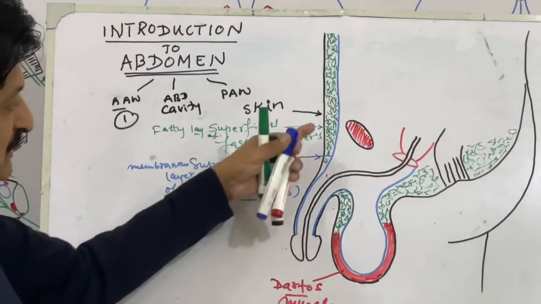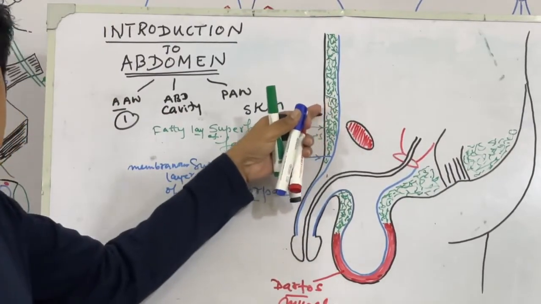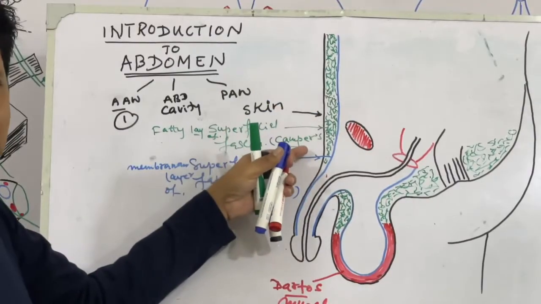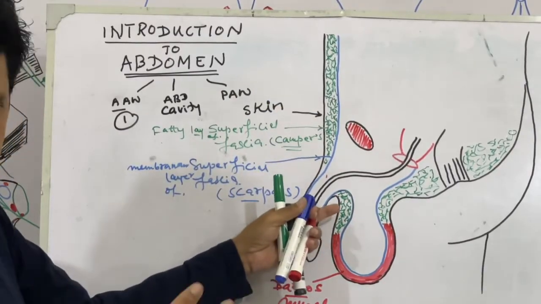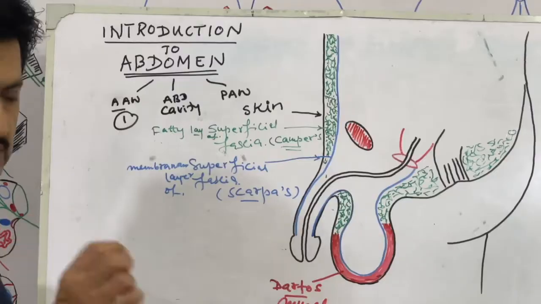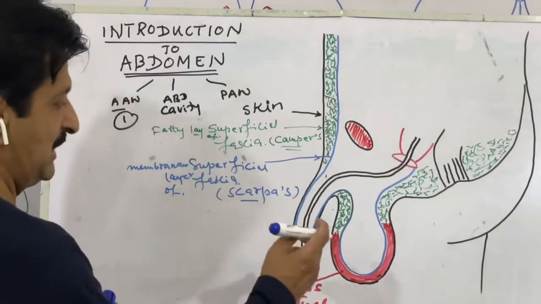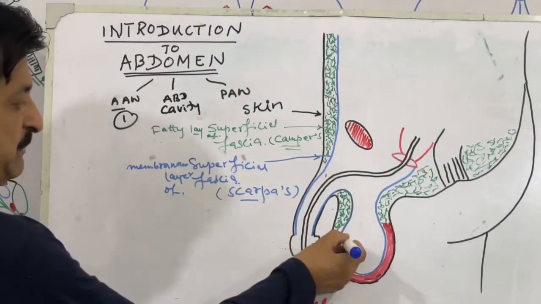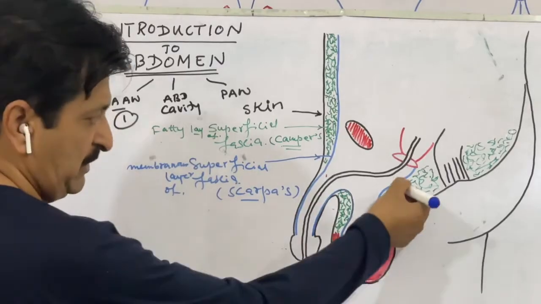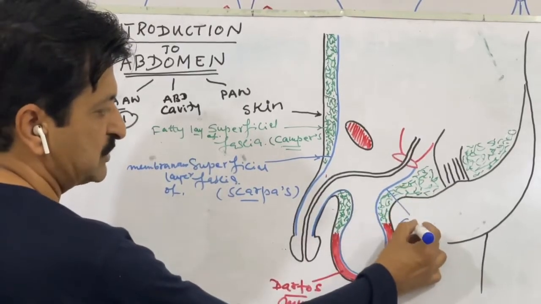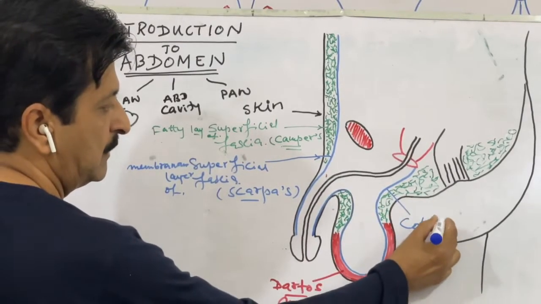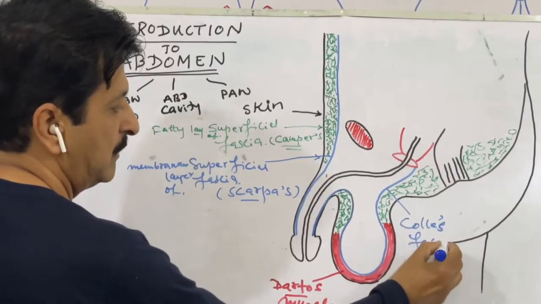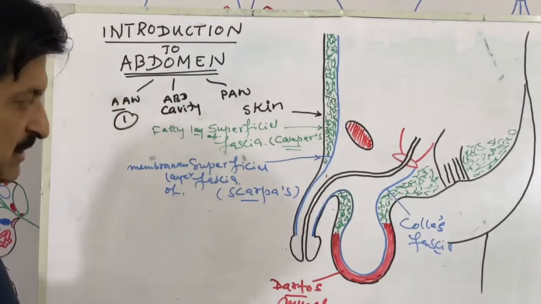This fascia, which was above, is called the membranous layer of the superficial fascia, also called Scarpa's fascia, but in the perineal region, including the scrotum, it is called Colles fascia. So the third layer here, in the scrotum or in the perineum, becomes Colles fascia. This is called the Colles fascia.